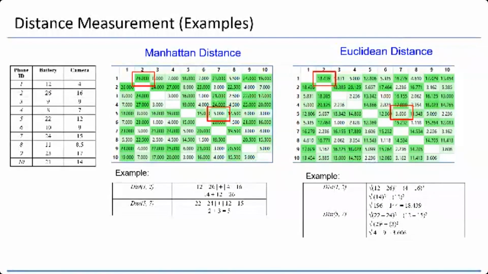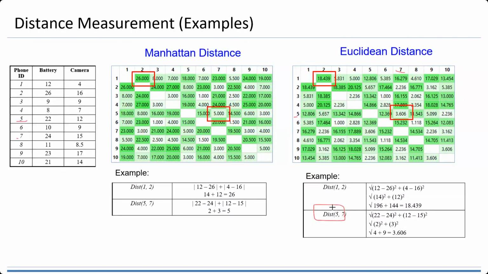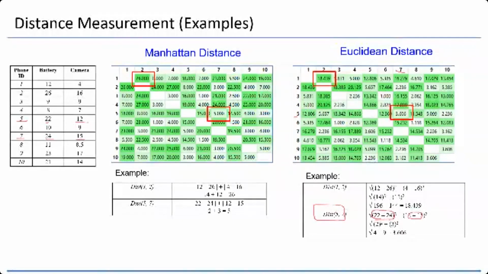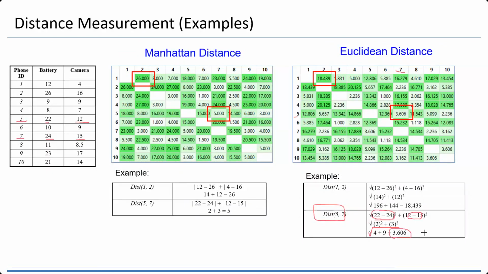Okay. What about the distance between 5 and 7? So the same with the previous one, 5 and 7. So 22 minus 24 plus 12 minus 15. So we do the square, and after that we will do the summation, and we do the square root. The result is 3.606. So this is the distance between data 5 and 7.